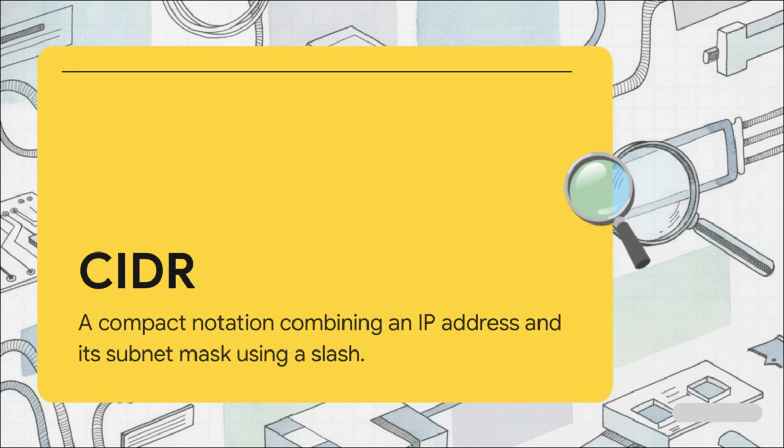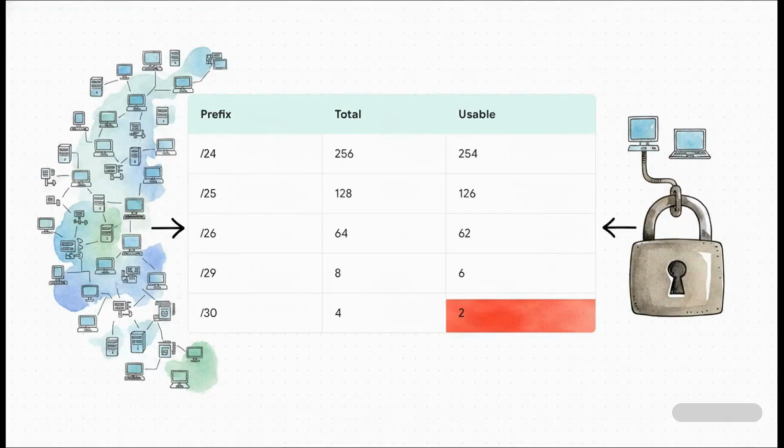Instead, it uses a simple slash number to tell you exactly how tightly the boundary is drawn around a network. That slash number just tells you exactly how many bits of the 32-bit IP address are permanently locked in as the network portion.